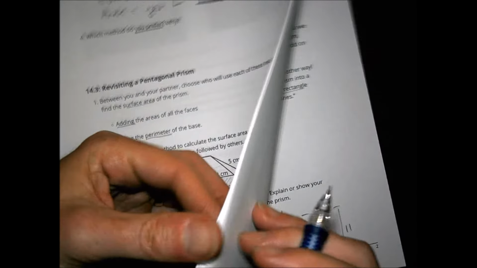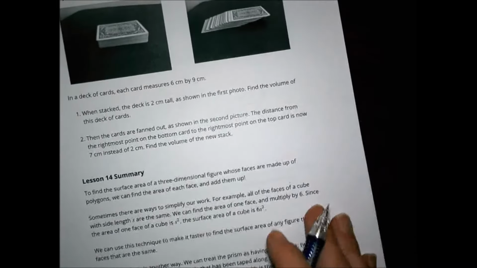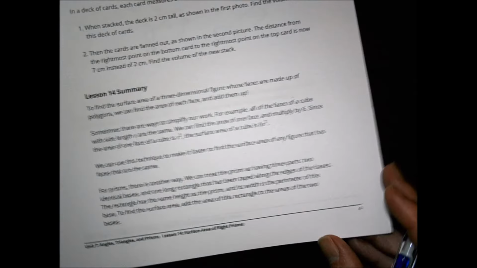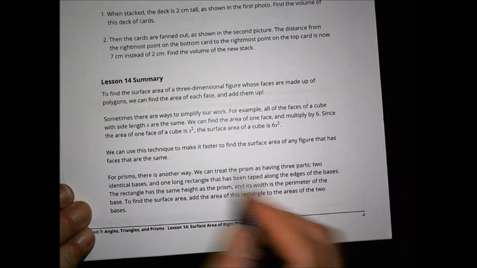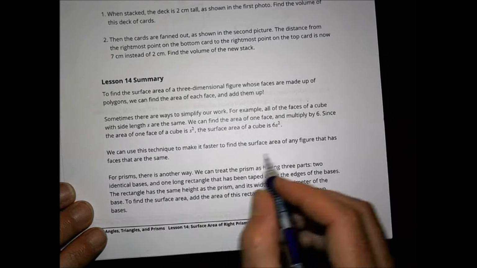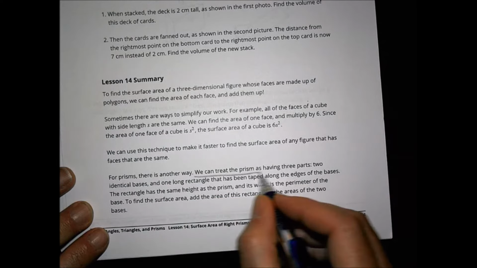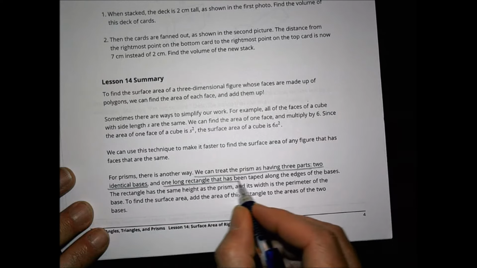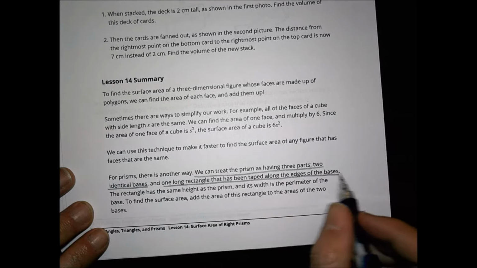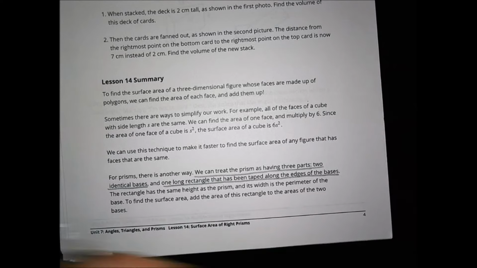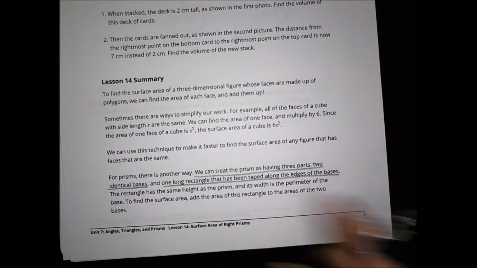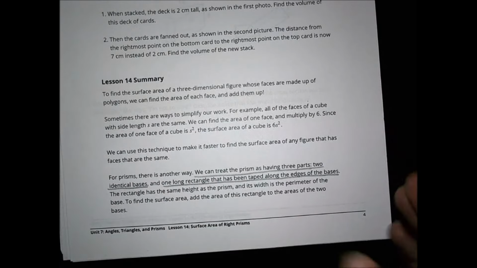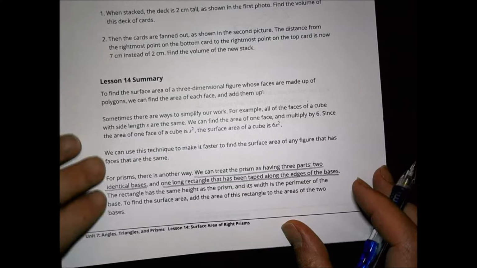Alright, let's take a look at today's summary. The idea with the summary of today's lesson really comes down to right here. There's another way to figure out surface area for prisms. We can treat the prism as having 3 parts: 2 identical bases and 1 long rectangle that's been taped along the edges of the bases. So we can look at a prism as having 3 parts, 2 bases, and then 1 giant rectangle that's been cut up and needs to be put back together. Okay, so take some time to do your homework and then come back and check it with us.